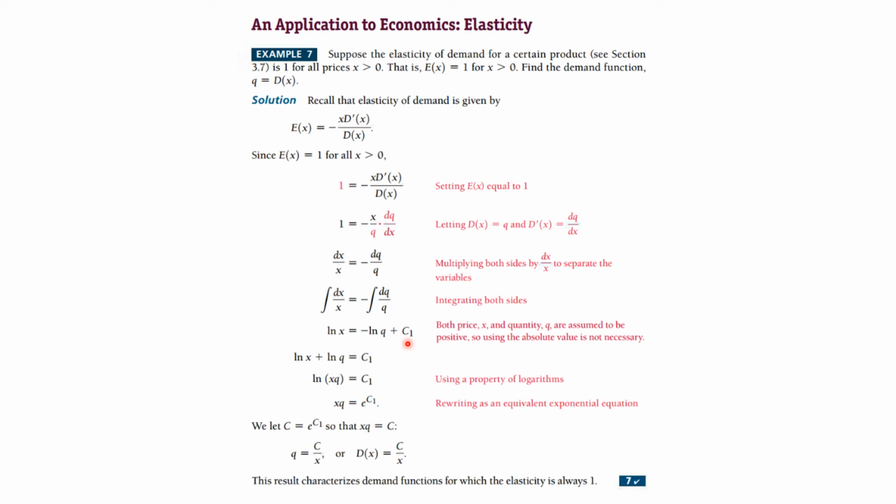So we can raise both sides. This side is equal to this side, so I can take e to this side. And actually, before I do that, I move this over. So this is the natural logarithm of the product. And so then we take the exponential of both sides, and we end up with x times q, which is what e to the ln xq is, equal to a constant. So that means q is c over x, or the demand function is c over x. And this result is characteristic of anything where the elasticity is always 1.